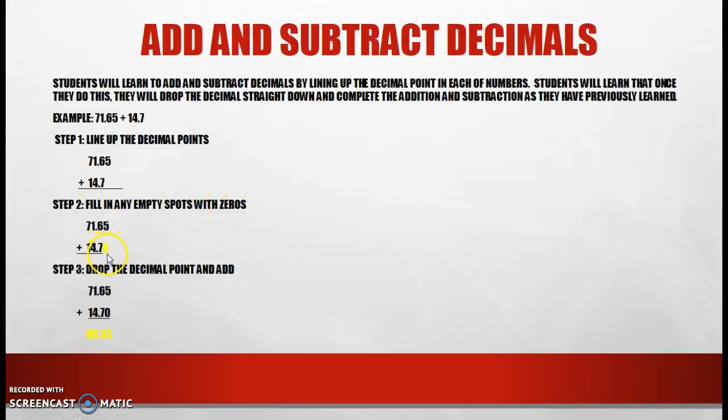That makes sure that we have a value or a digit in every place value to make it easier to line up the numbers. So we're going to do that, and then before we add or subtract, we're going to drop the decimal point down. So that's why it's important to line them up first, drop it straight down, then we can just do our addition. 5 plus 0 is 5, 6 plus 7 is 13, so we leave the 3, we'll carry the 1. 1 plus 1 is 2, plus 4 is 6, 7 plus 1 is 8. So our answer would be 86 and 35 hundredths.